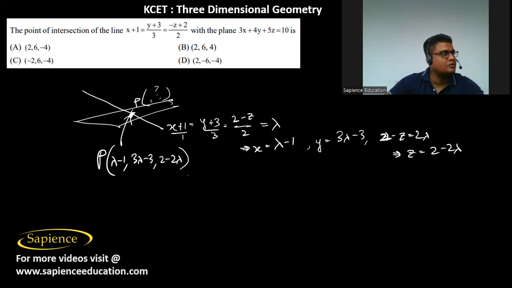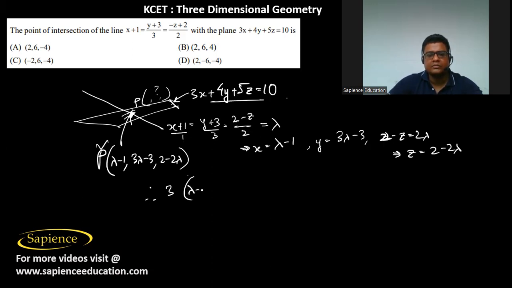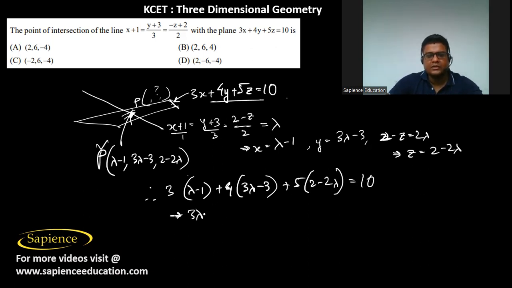Now this point should also satisfy the equation of this plane, since it also lies on this plane, which has the equation 3x plus 4y plus 5z equals 10. Therefore I can say 3 into (lambda minus 1) plus 4 into (3 lambda minus 3) plus 5 into (2 minus 2 lambda) is equal to 10. So this will be 3 lambda minus 3 plus 12 lambda minus 12 plus 10 minus 10 lambda, that is equal to 10.